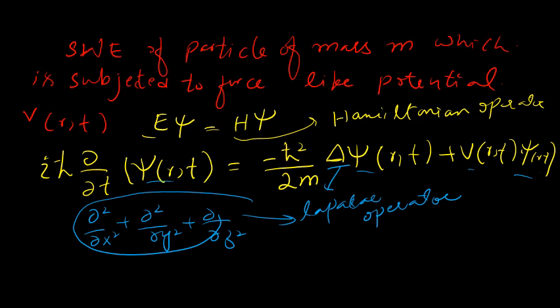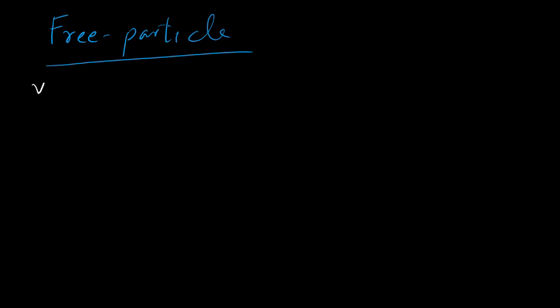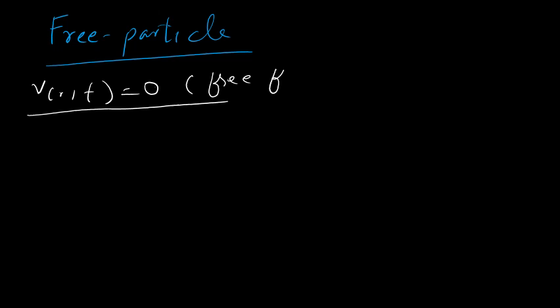Now we come to the free particle. First we need to know what a free particle is. Free particles are those particles for which V(r,t) is equal to 0, that is, they are free from the influence of any force. There is no force of any kind acting on the particle of mass m.